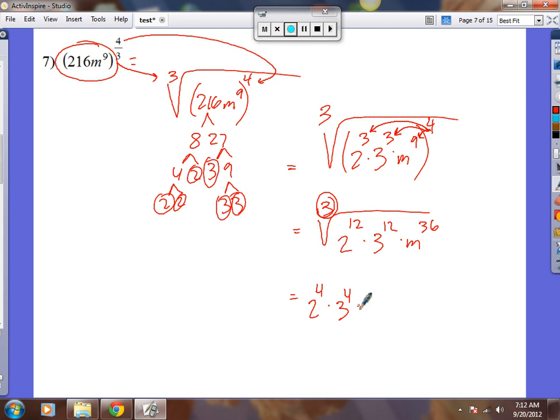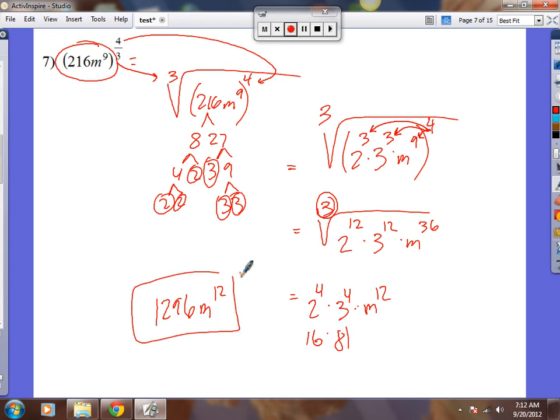How many groups of 3 in 36? There are 12. Okay. The next thing you could do is change this to a 16 times 3 to the 4th, which is 81. So if you express it as a number, it's going to be 1296 m to the 12.